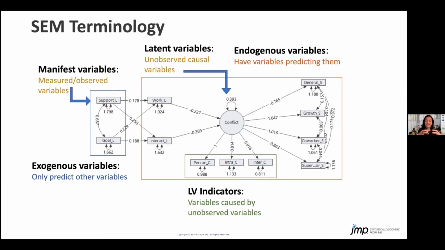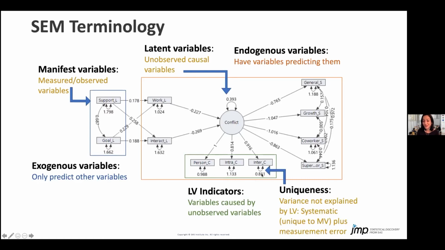The variables that define the latent variables are called indicators. And so these are the variables that are caused by those unobserved causal variables. And notice that those residual variances that we talked about from the indicators, those are oftentimes called uniquenesses. They're also called unique factor variances. And that's because they contain a combination of variance that is systematic, right, that is unique to that variable, in addition to measurement error.